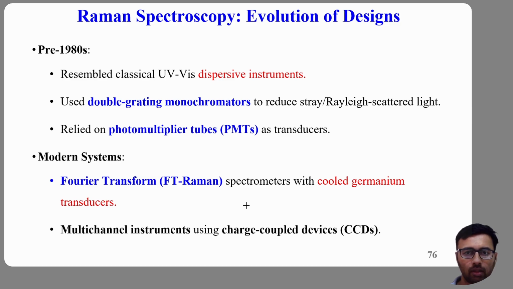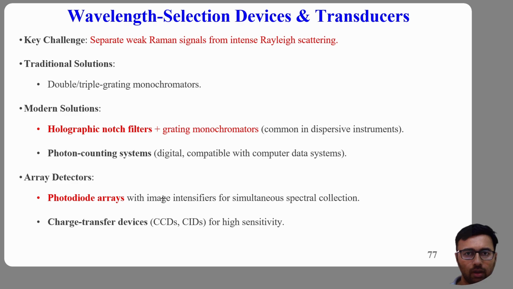Now let us discuss the detector itself. Because Raman signals are weak, the detectors must possess extremely high sensitivity and very low noise. Modern instruments commonly use CCD detectors, charge coupled devices. These detectors provide high sensitivity, excellent dynamic range, and simultaneous detection across many wavelengths.